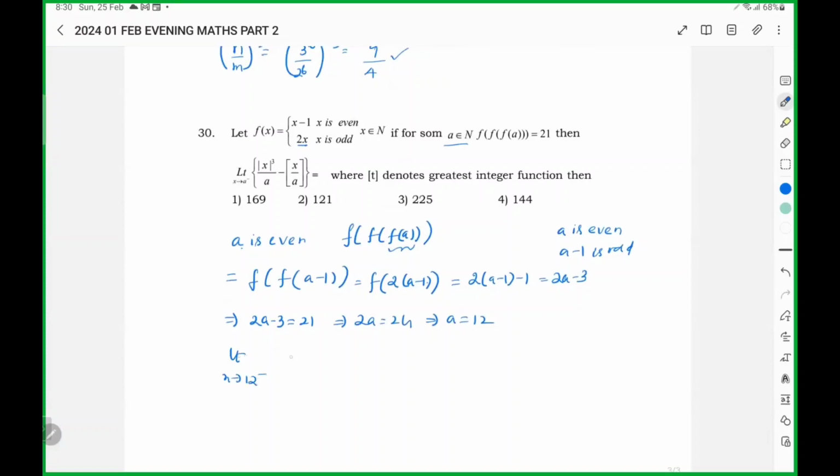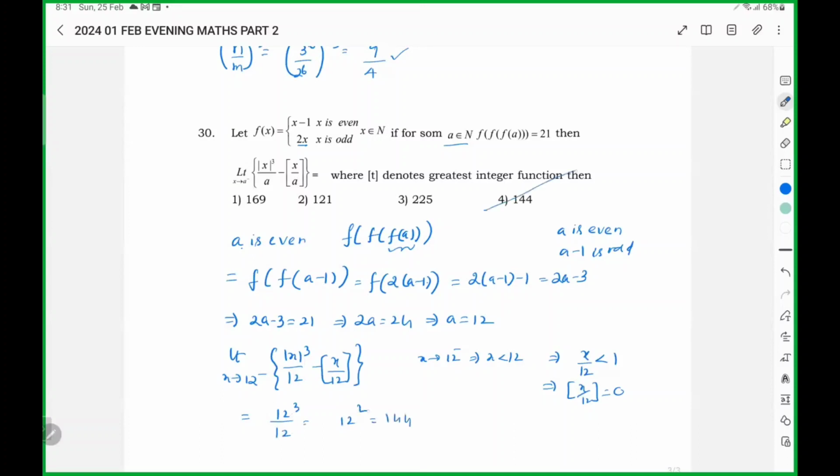Limit extends to 12 minus, x by 12. X approaches 12 minus, mod x by 12. X by 12 will be less than 1. Floor of x by 12 is 0. 12 cubed by 12, which is 12 square, 144.